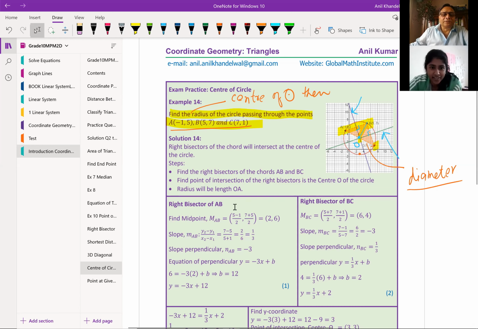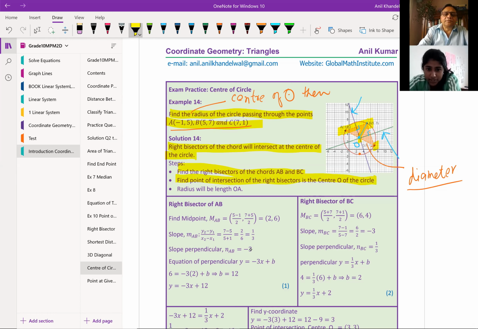Solution 14. Right bisectors of the chords will intersect at the center of the circle. So steps: find the right bisectors of the chords AB and BC. Then find the point of intersection of the right bisectors, which would be the center of the circle, O. Then the radius will be the length of OA, or OB, or any of them.